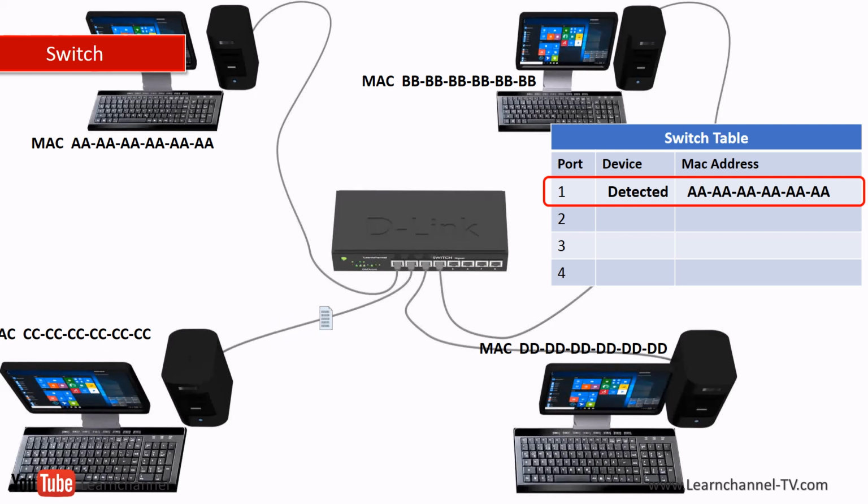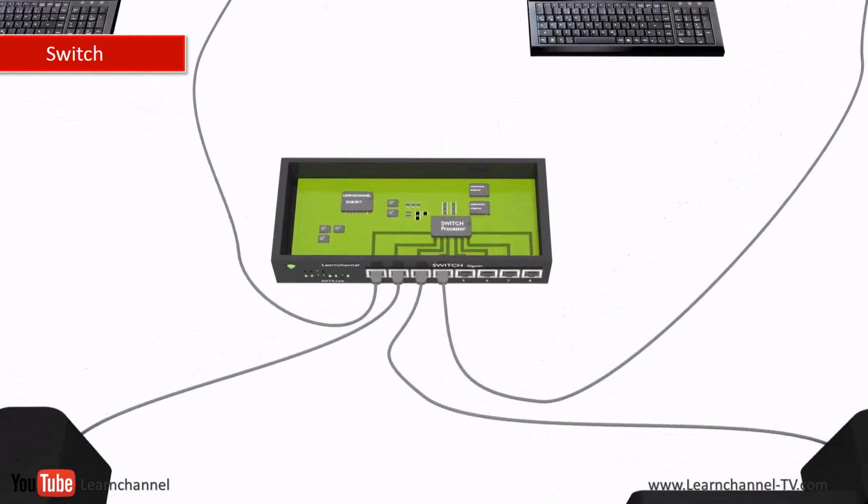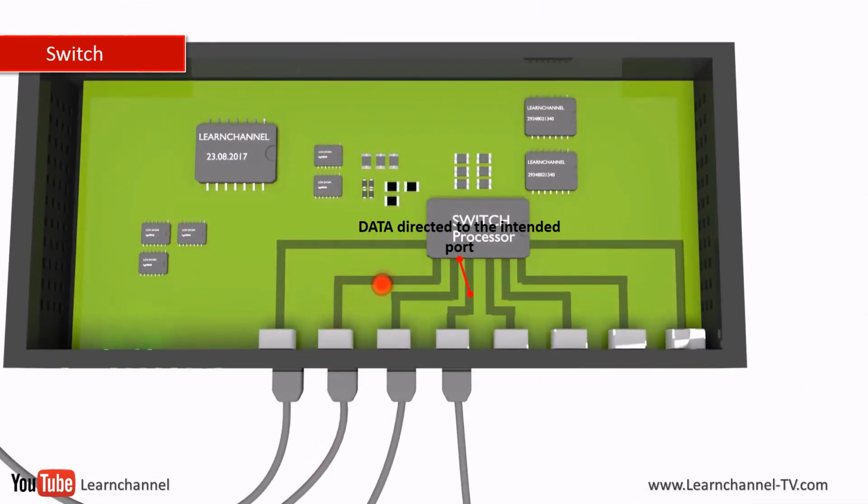If computer C sends now a data package to computer A, the switch can directly send the data to computer A without flooding the entire network. Also, a new entry to the MAC table can be done. So when a data package is sent to a switch, it's only directed to the intended destination port.